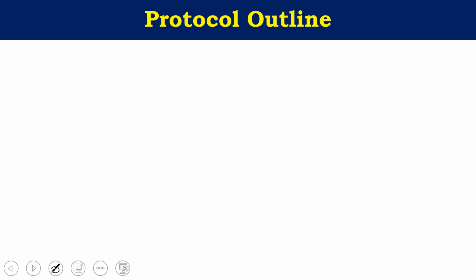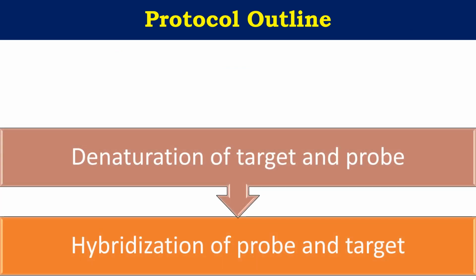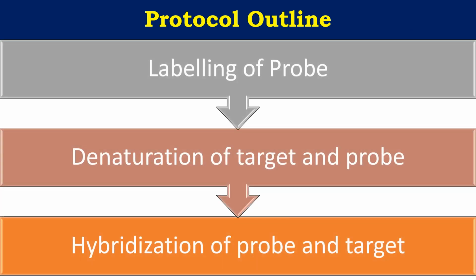If you see the protocols, they normally contain three basic steps. The first step is labeling of the probe. So you need a specific probe. This probe can be DNA or RNA. I'll come later to the difference between the DNA probe and RNA probe, and how many different types of probes we can have. So first, the probe should be labeled with fluorescence, in the case of FISH technology.